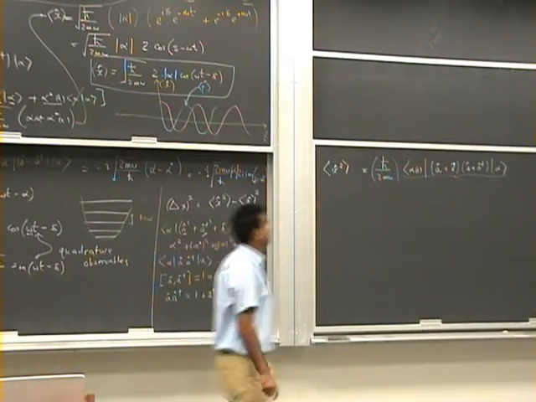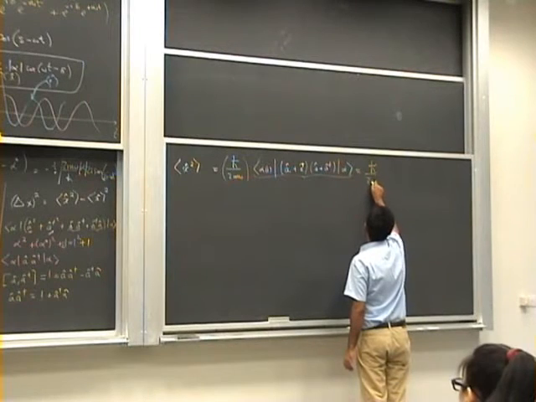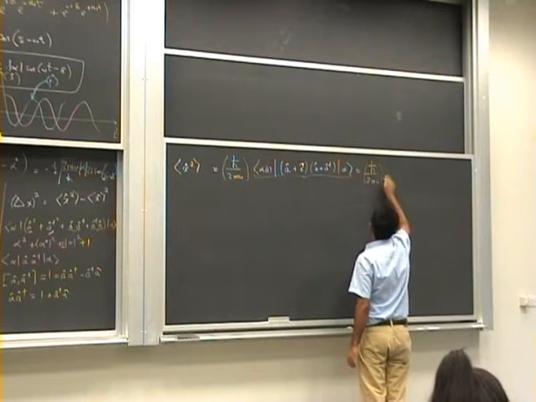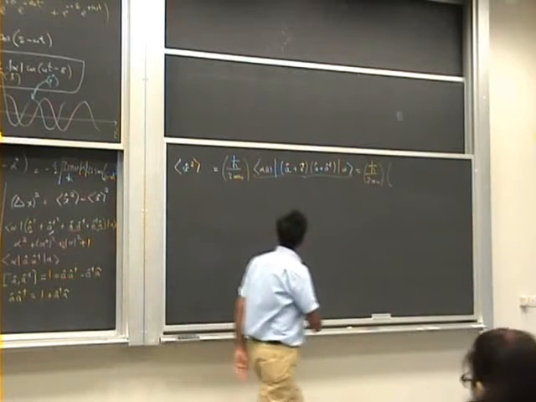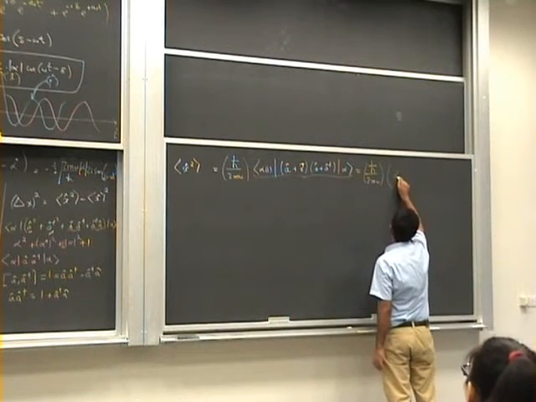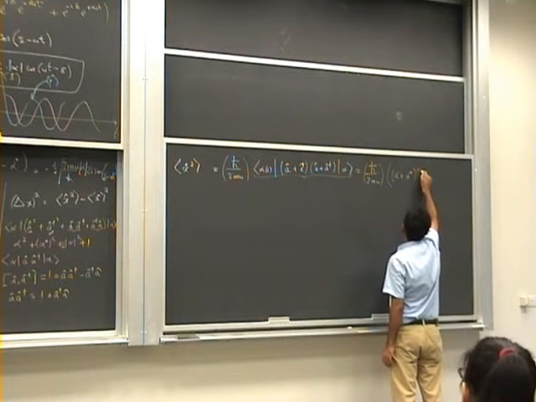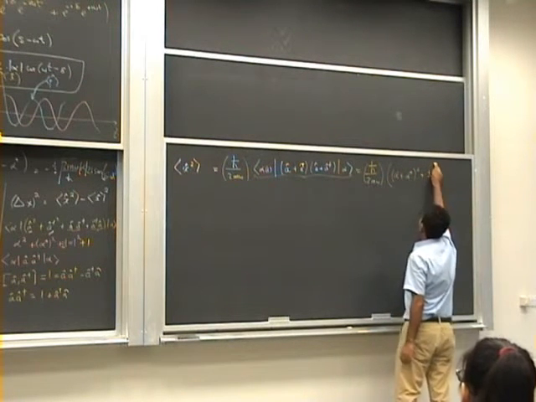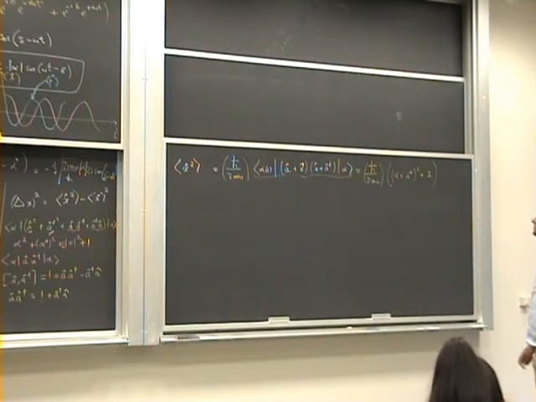So what is this really equal to? This equals h bar over 2m omega, and this term that I've written here is simply alpha plus alpha star squared plus 1.